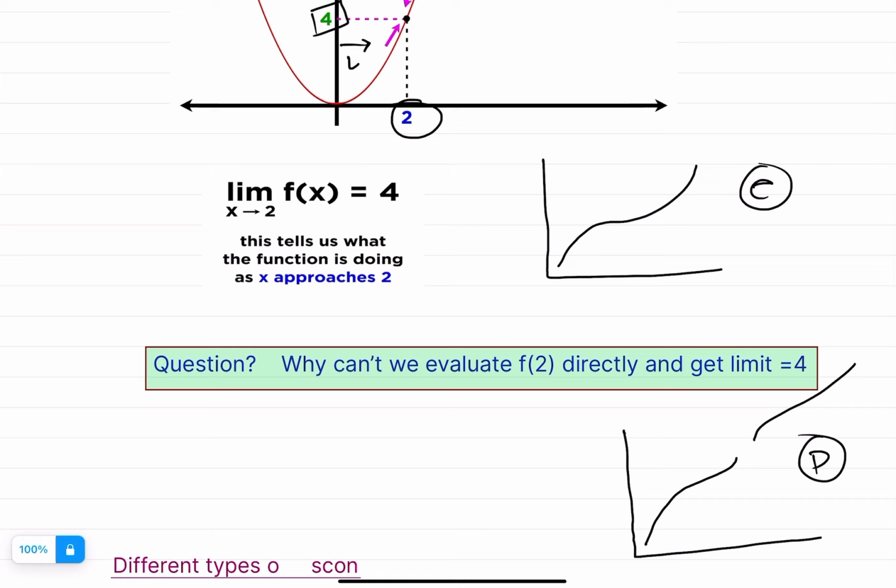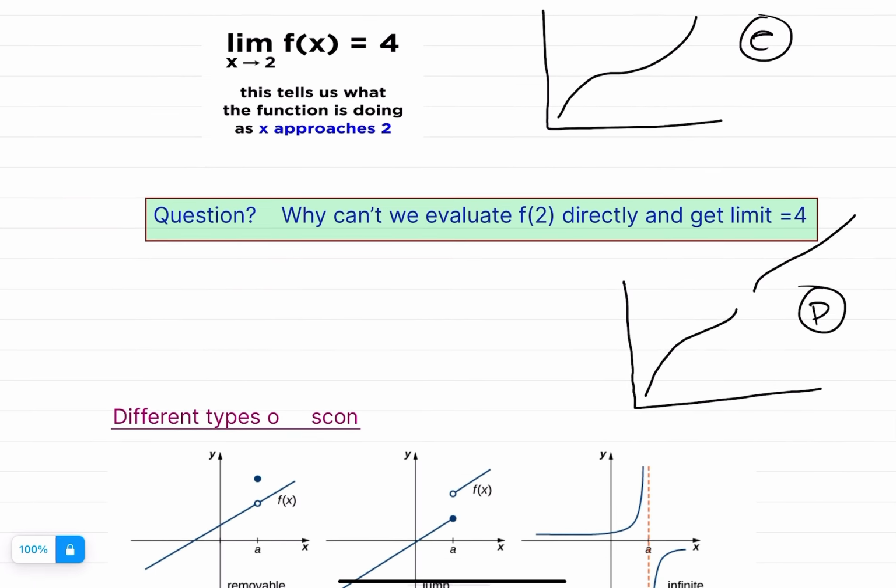Instead of that, what we can do is analyze the behavior of the function very close to that particular point. For example, here you could evaluate the function at x equal to 2 directly, but in a discontinuous function we cannot evaluate at 2. Instead of 2, we will take values that are closer to 2, for example 1.999 or 2.001, but not 2.